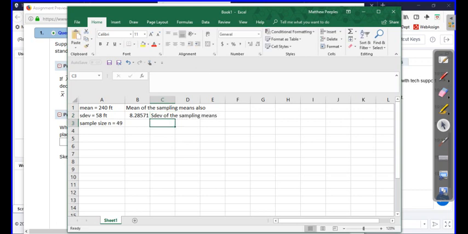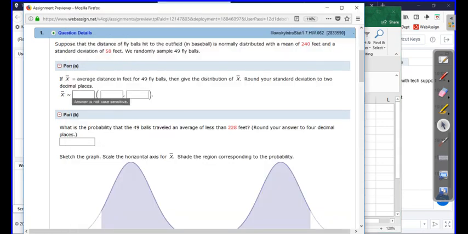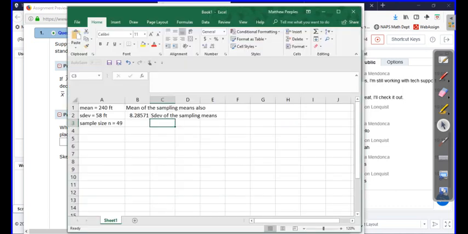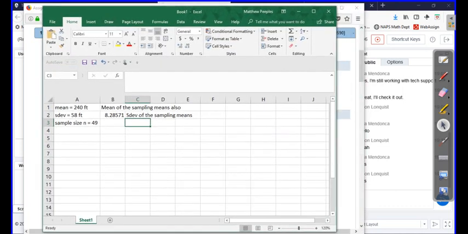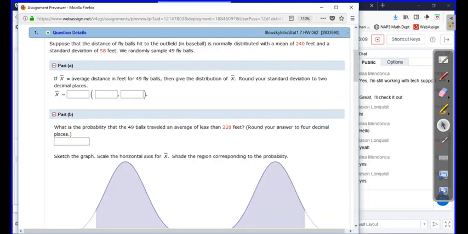Okay, so the actual standard deviation that we have to work with is not 58 in this case. It is 8.28571. Now we're going to round that to 2 decimal places. That's more like 8.29 at the end of that. So we're going to say that X bar is a sampling standard deviation. Let me move this over here a little bit. Trying to leave some room so I can see the chat as I do this if you guys have questions.